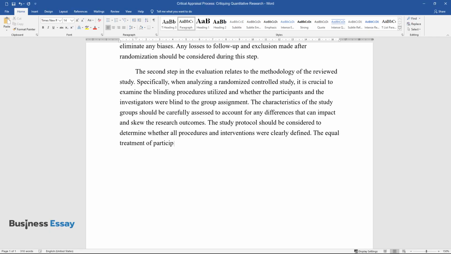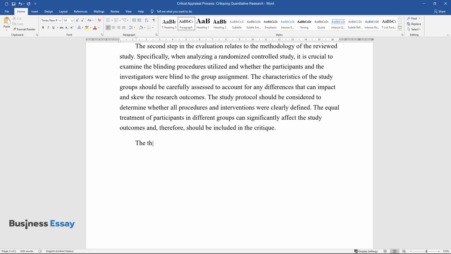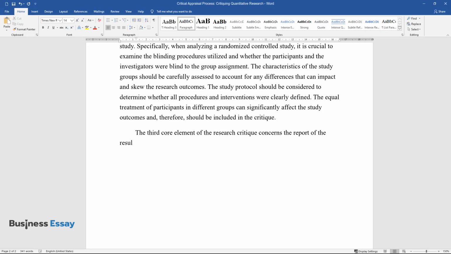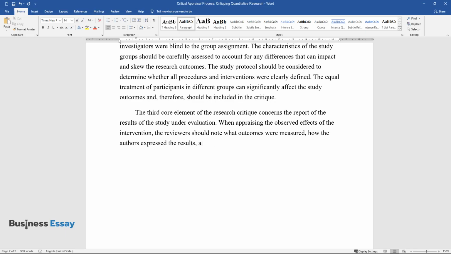The equal treatment of participants in different groups can significantly affect the study outcomes and, therefore, should be included in the critique. The third core element of the research critique concerns the report of the results of the study under evaluation. When appraising the observed effects of the intervention, the reviewer should note what outcomes were measured, how the authors expressed the results, and what measures and values were reported.